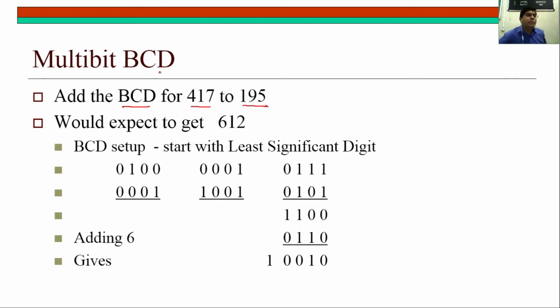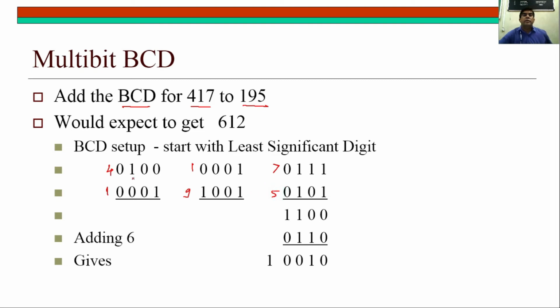This would be the example coming in the examination. Multi-bit BCD addition. More bits are there. So what to do? Just write the number bit by bit. So convert every digit into BCD. The 417. So this is 4. This is 4. This is 1. This is 7. Just separate them. And this is 195. So this is 1. This is 9. This is 5.